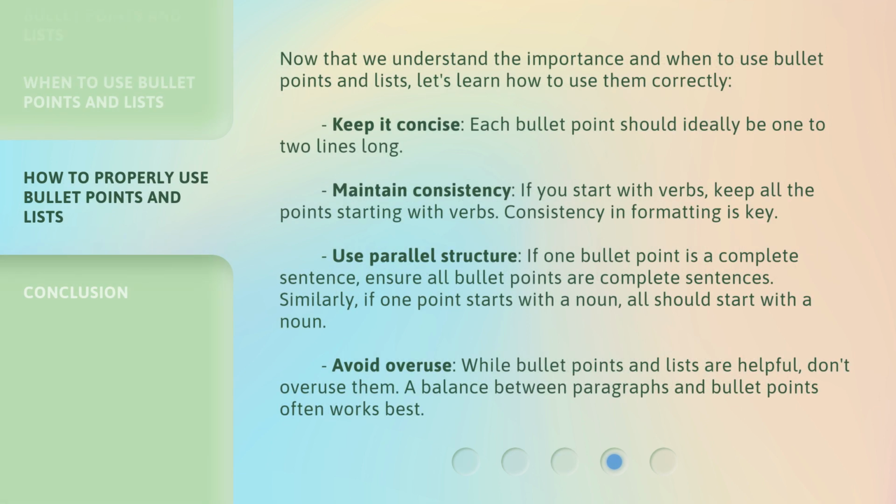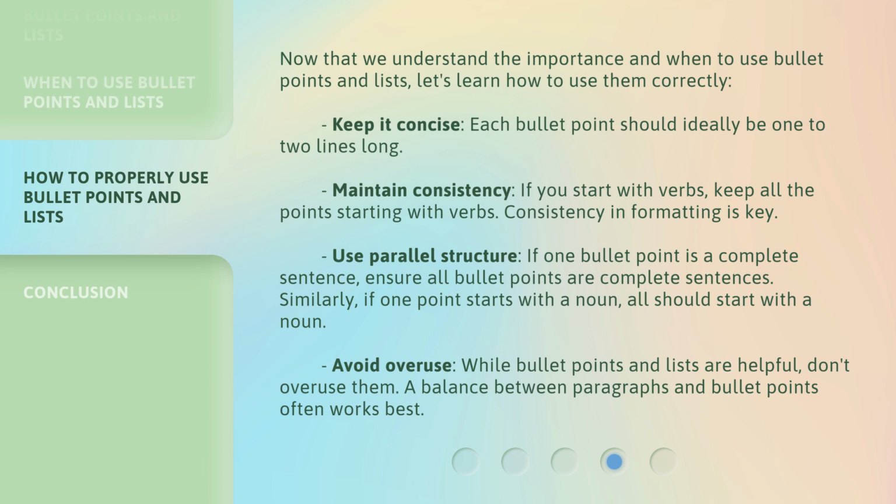Now that we understand the importance and when to use bullet points and lists, let's learn how to use them correctly. Keep it concise. Each bullet point should ideally be 1 to 2 lines long. Maintain consistency. If you start with verbs, keep all the points starting with verbs. Consistency in formatting is key.